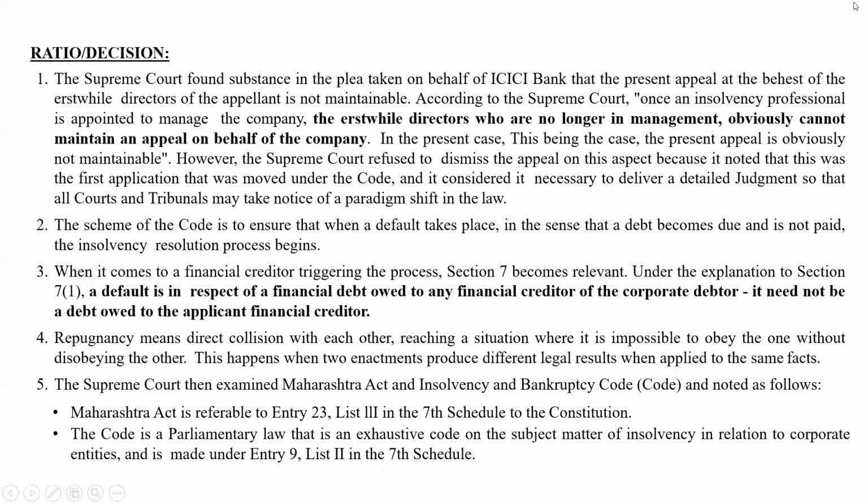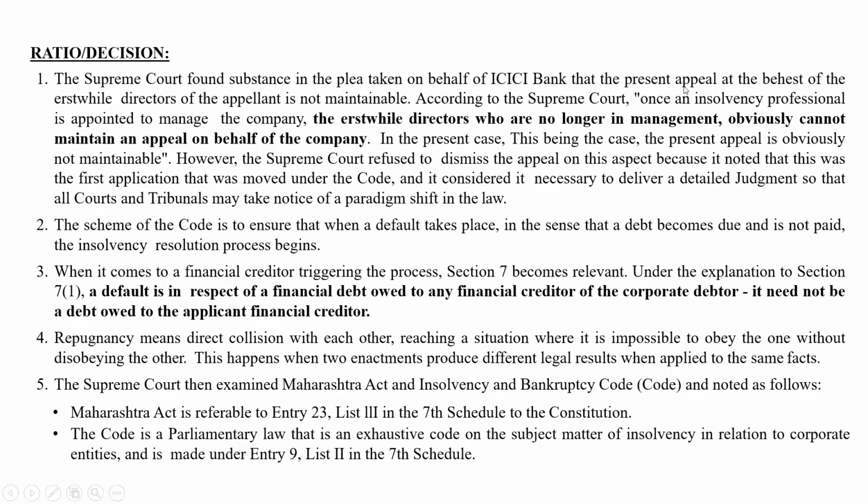Now, Supreme Court found substance in the plea taken on behalf of the ICICI Bank that the present appeal at the behest of the erstwhile directors is not maintainable. But Supreme Court said we are allowing it as a special case because this is the first application that has been moved under the code, and we consider it necessary to deliver a detailed judgment. So they allowed this aberration. They said that erstwhile directors cannot file an appeal. They cannot maintain an appeal on behalf of the company. But this was the first case. So Supreme Court made an exception for this case particularly.